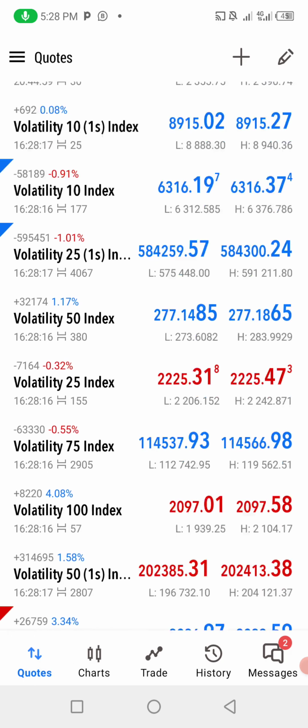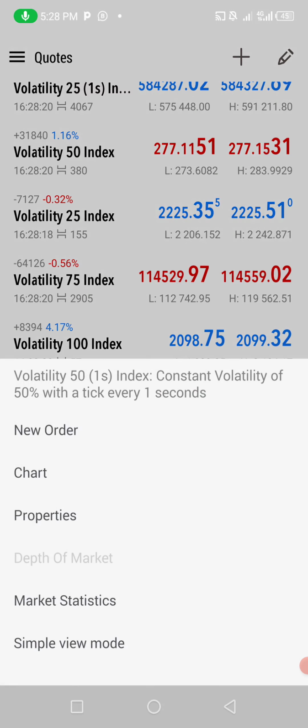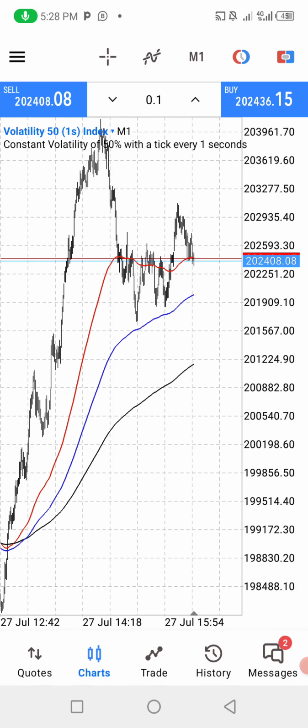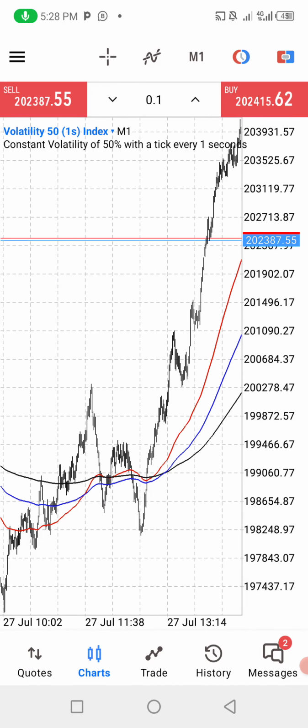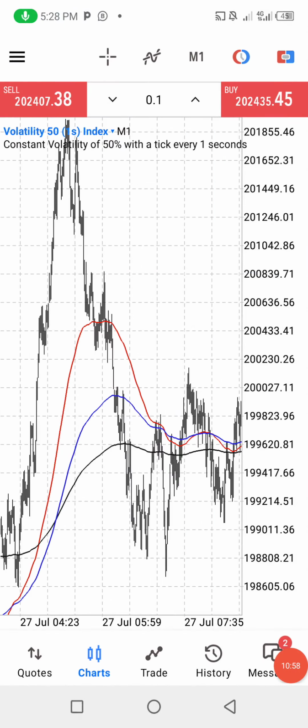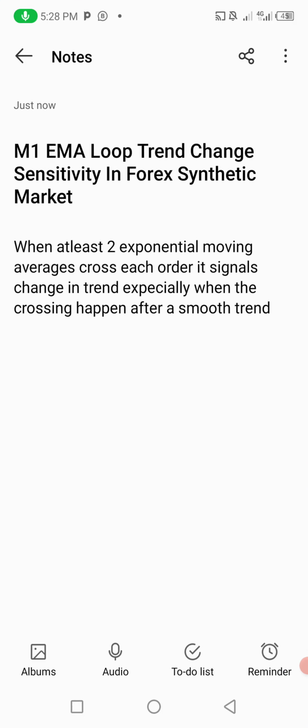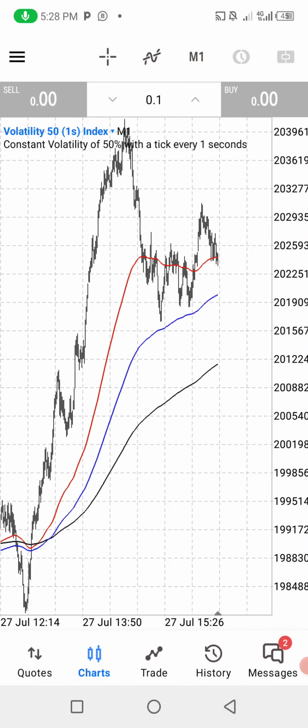Let's consider volatility 51s, and so let's see the possibility of getting a cross event. You see, I was talking about smooth. Let's go back to the document. Okay, you say, especially when the crossing happened after a smooth trend. What is a smooth trend? So that's the question.